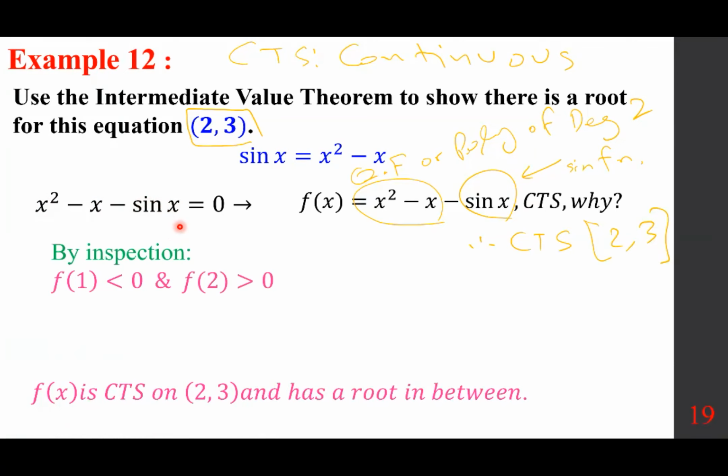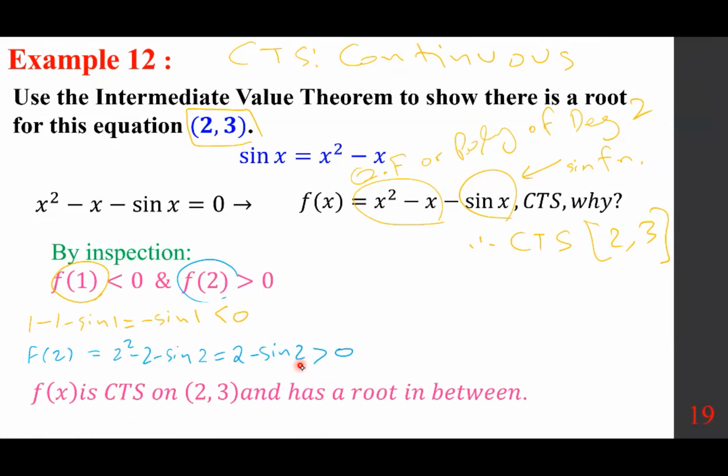So I want to make sure everybody understands what's going on here. So f of 1 makes it 1 minus 1 minus sine 1, which is minus sine 1, which is negative. F of 2, that was f of 1. F of 2 is 2 squared minus 2 minus sine 2. 2 squared is 4 minus 2 is 2 minus sine 2. And how do we know this is positive? Sine, in worst case, is -1. So this will always be positive.